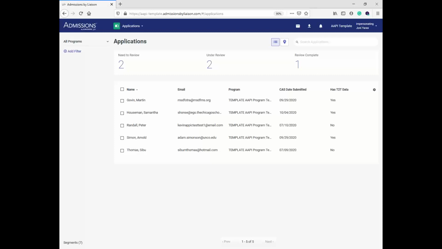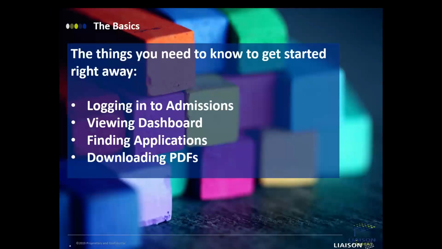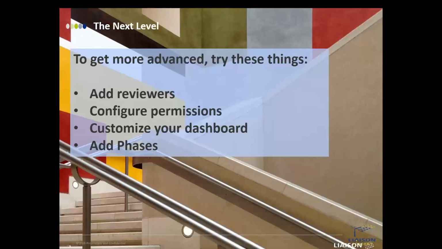All right, great. So we talked about some of those main things, kind of the basic things that we want to make sure everyone is familiar with when working in Admissions by Liaison. Now we're going to talk about a little bit of the more advanced things. So let's step this a little bit further, and we're going to talk a little bit about adding reviewers, and we'll talk about how you can configure their permissions, and we're going to get into some things you can do with your dashboard to customize it, and also add phases so you can categorize your applicants. So these are kind of the next level of things if you want to get a little bit past the minimum. And again, it's important to note that every institution is going to have their own process as far as how they decide to go about this.